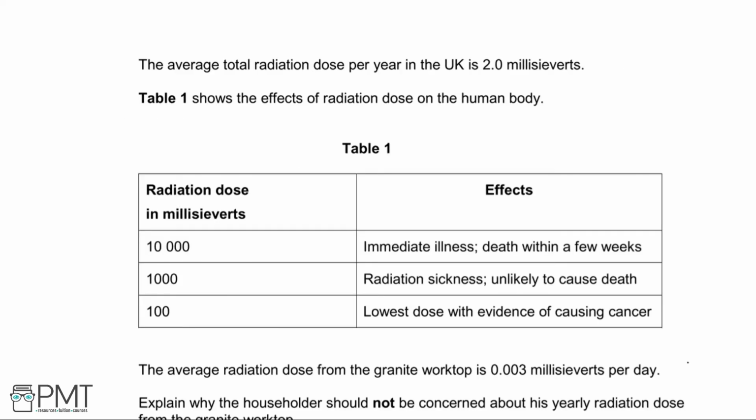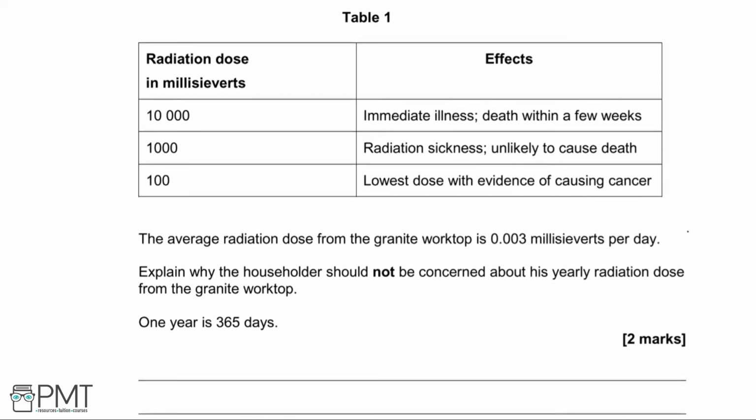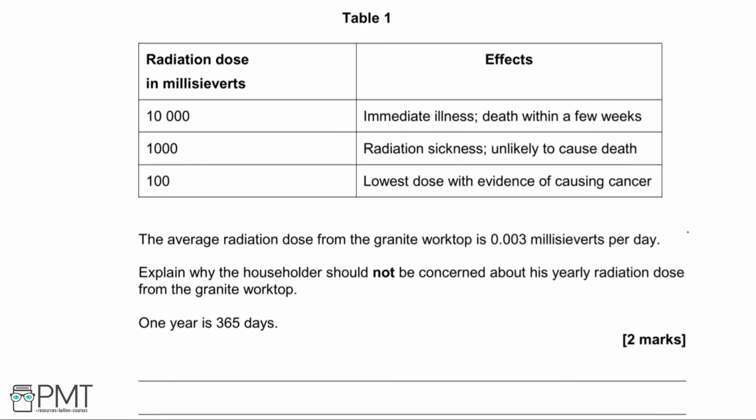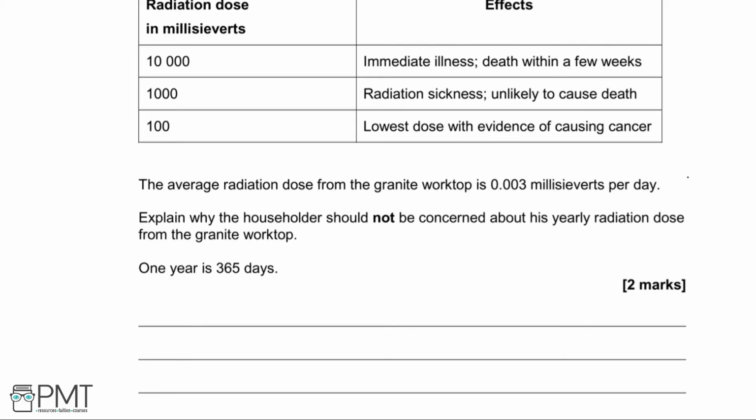The average total radiation dose per year in the UK is 2 millisieverts. Table 1 shows the effects of radiation dose on the human body. So here we're given a table with radiation doses in millisieverts, and on the right the effect that they have. As the radiation dose increases, the effects get worse and worse. The average radiation dose from the granite worktop is 0.03 millisieverts per day. Explain why the householder should not be concerned about his yearly radiation dose from the granite worktop.